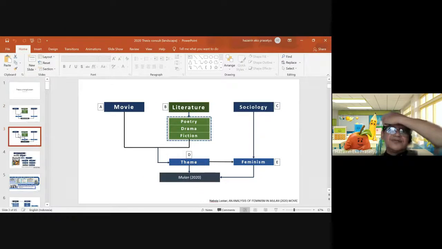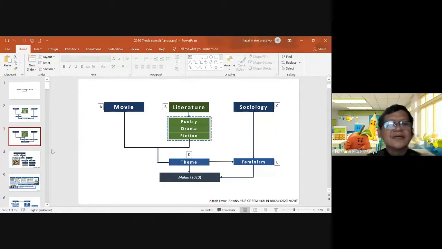Let me show you another example. The same literature review: movie, literature, sociology. This is not psychology, but sociology, because the topic is feminism. Feminism is part of sociology. Okay? Feminism is a topic in sociology. This is also a theme. Okay? The movie and fiction have something in common, theme, and the theme is feminism, and feminism is in the Mulan movie.